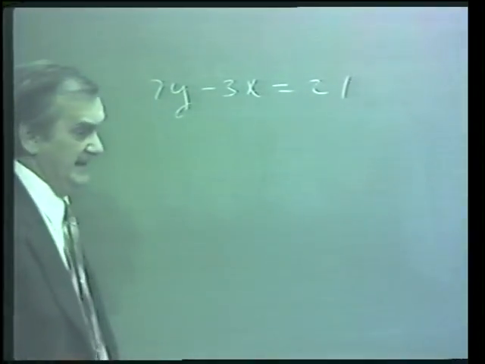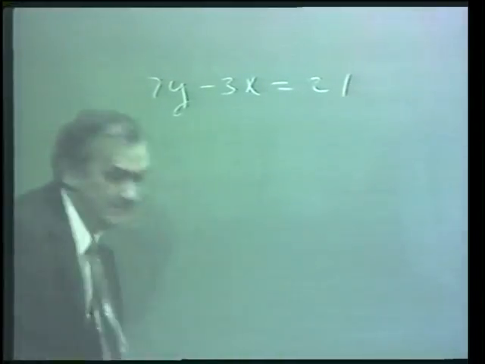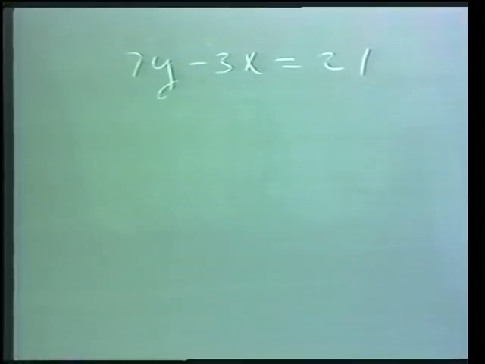On the board, I have an equation of a line: 7y minus 3x equals 21. I'd like you to find the slope of that line.